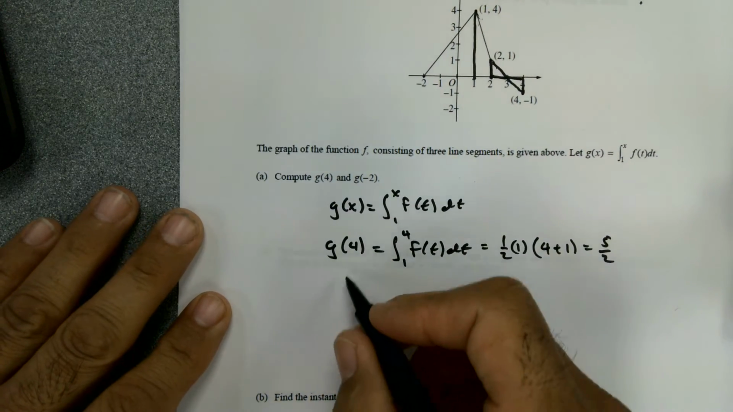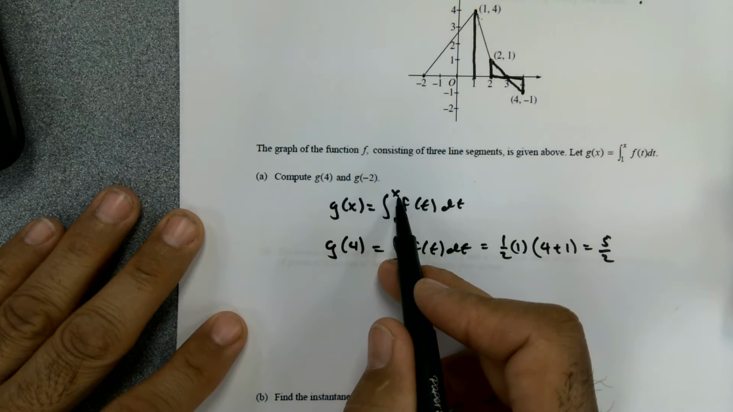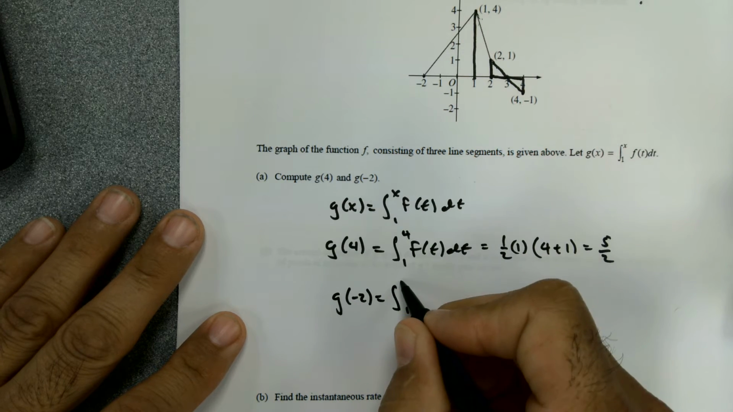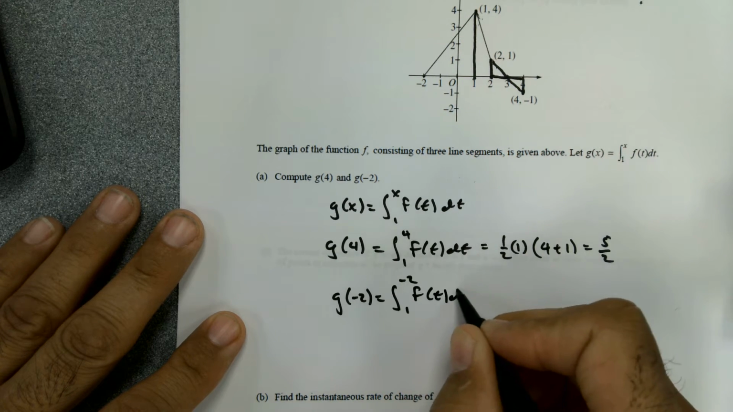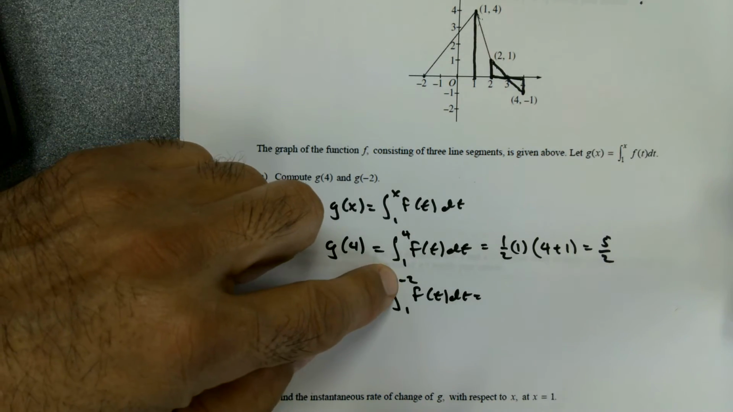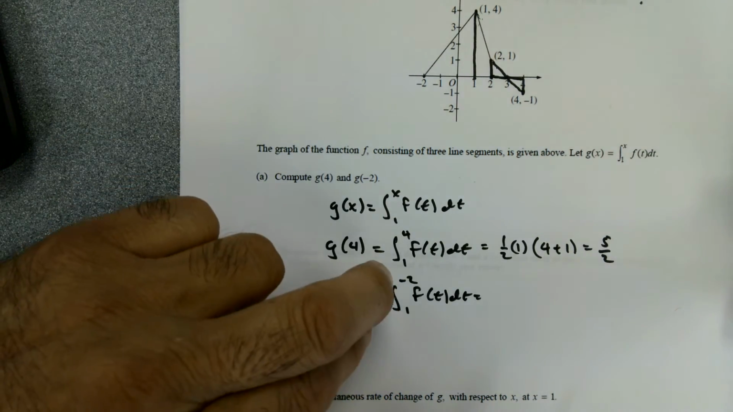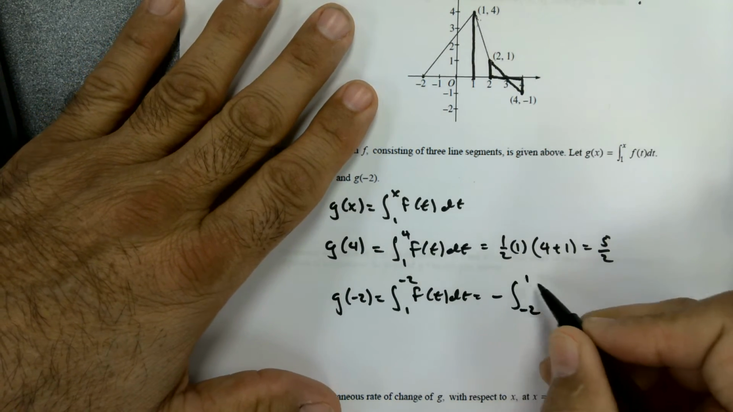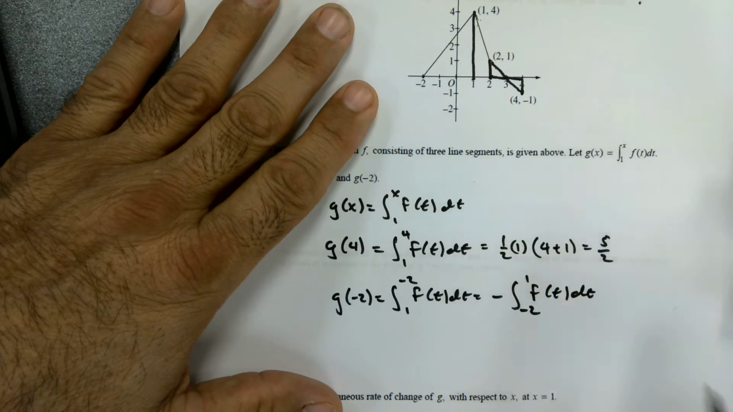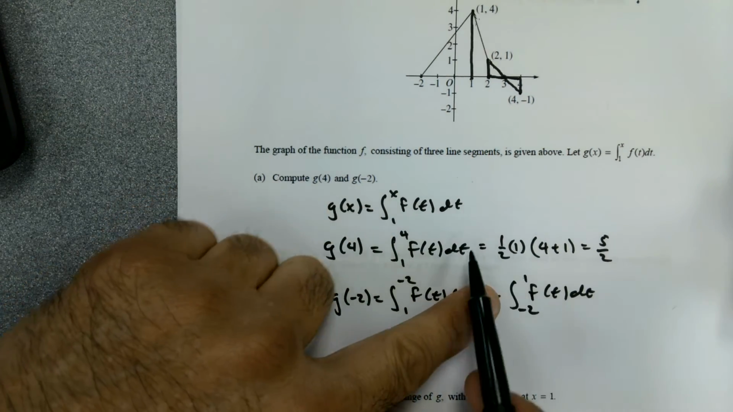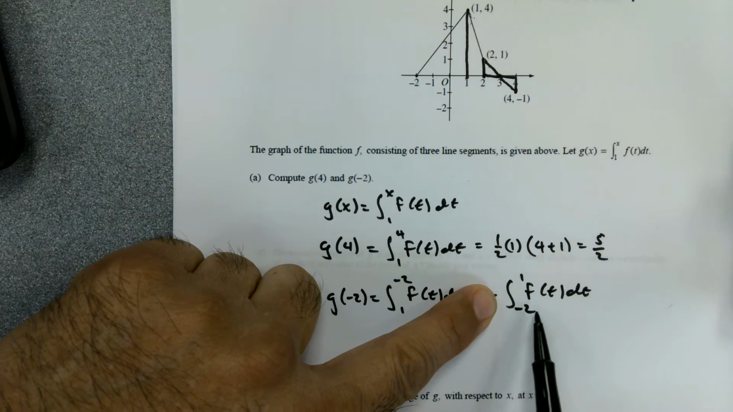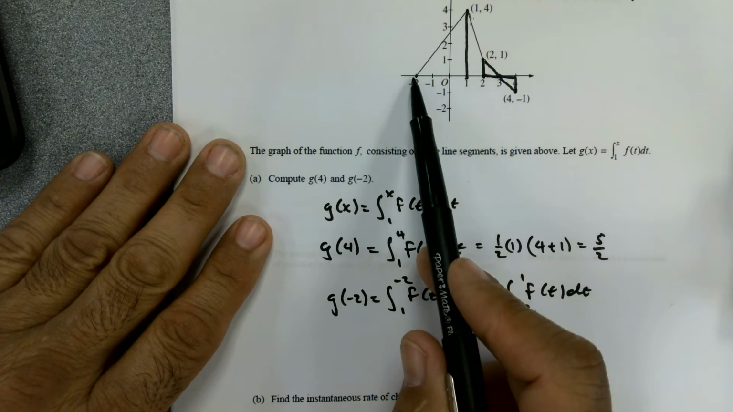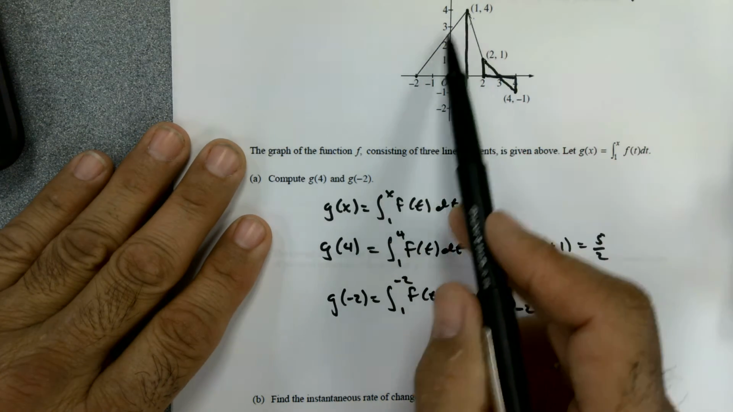If I want to find g of -2, again, wherever I see an x, I'm going to replace it with -2. So we have g of -2 is equal to the integral from 1 to -2 of f of t dt. Since this upper limit is smaller than this lower limit, you can flip the limits and it becomes the negative of the integral from -2 to 1 of f of t dt. And so now we're going to do the exact same thing that we did in this problem. We're going to have to find the area that's trapped between the x-axis from -2 to 1. So from -2 to 1, the area that's trapped between the x-axis is this triangle.